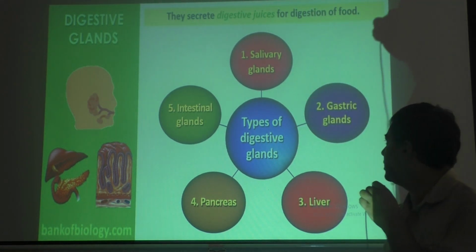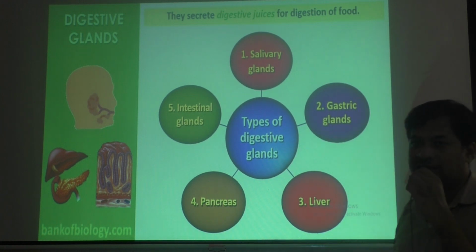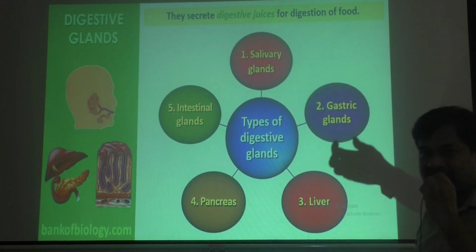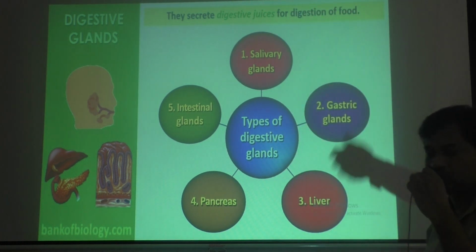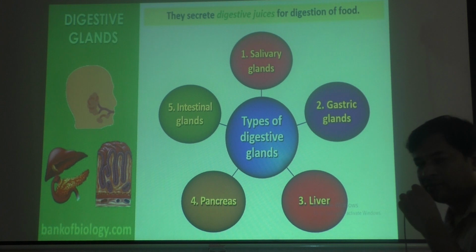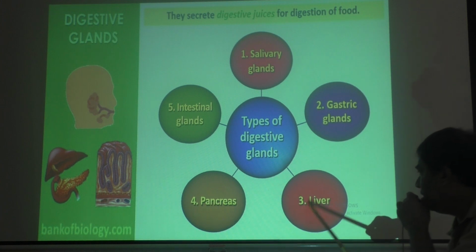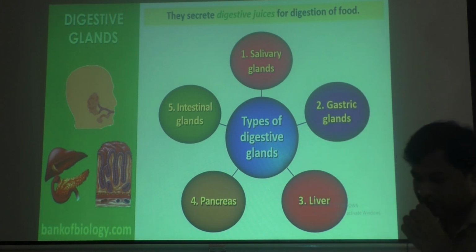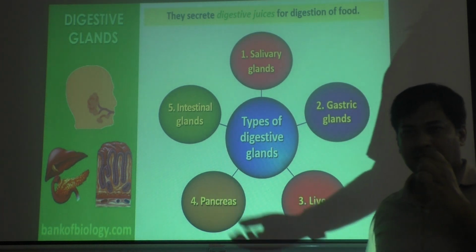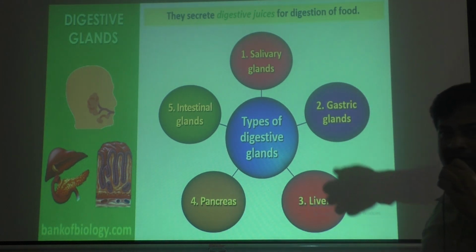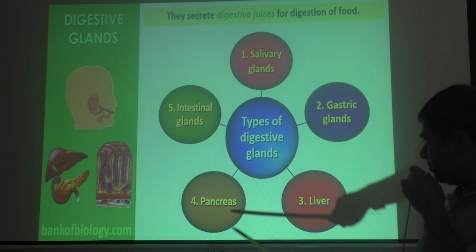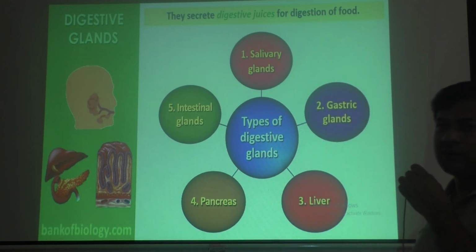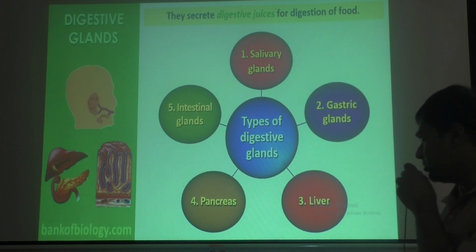Then gastric glands. Gastro means stomach. Gastric glands are present in the inner wall of the stomach. They also release some chemicals required for digestion of food. Then the liver, very important. The liver releases bile juice, and that is required for digestion of fat. That is for emulsification of fat. You know what it is. Then the pancreas is required for releasing pancreatic juice, which is required for digestion of proteins.